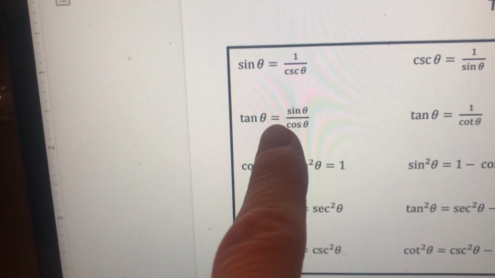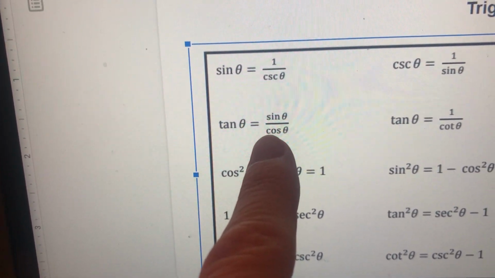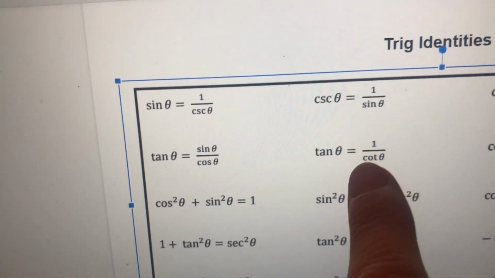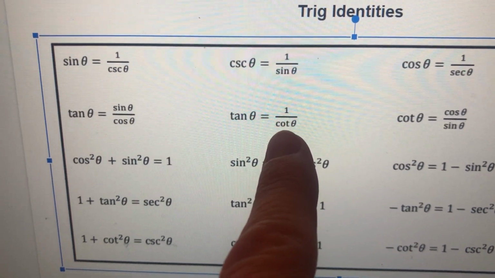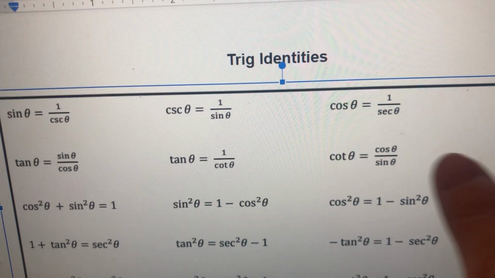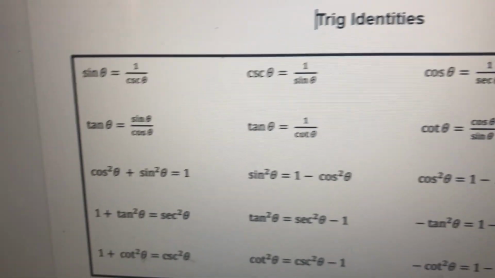This is a really important one. The tangent of theta is sine over cosine of theta. Okay, that one's going to come up a lot. Cotangent is the reciprocal, right? And then if tangent is sine over cosine, cotangent is cosine over sine. So these are going to come up very often, okay?